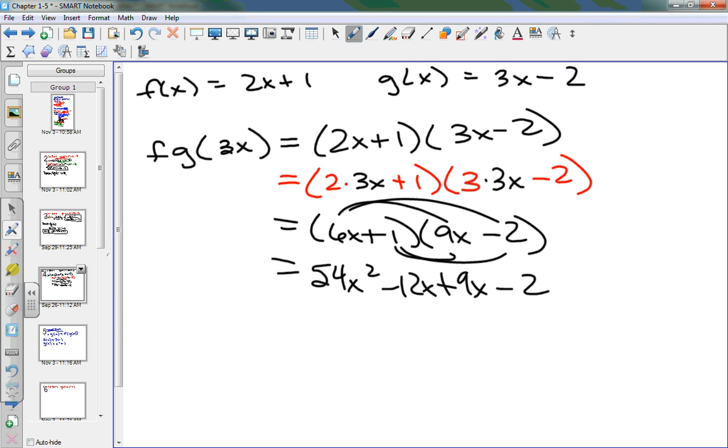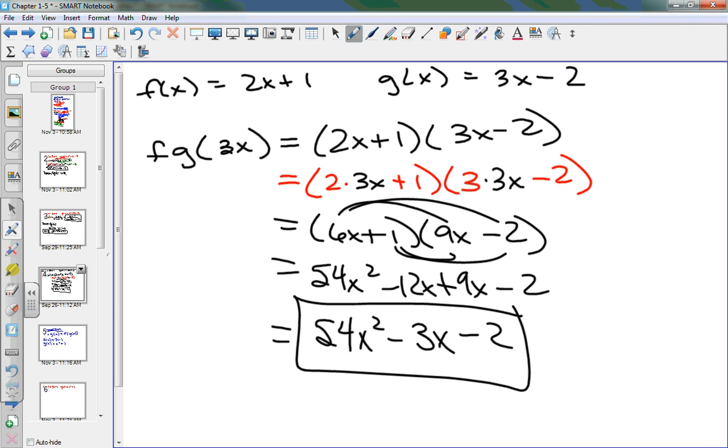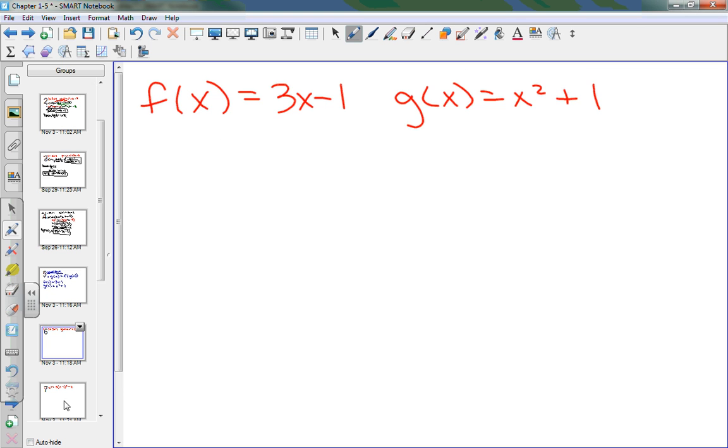Do I have any like terms? Yes, I do. And what are my x's? Give me a 3, and that is f times g of 3x. Do we all understand that, yes or no? We're good? Excellent, because then the next thing we need to talk about is composition.